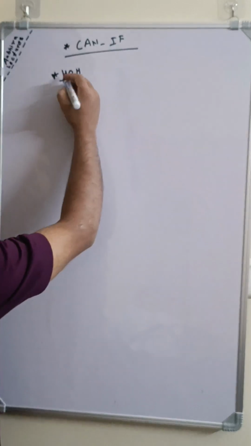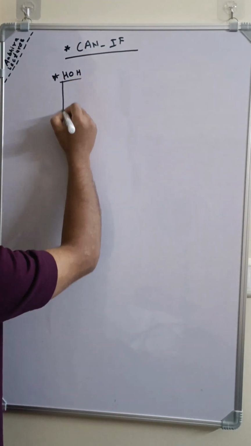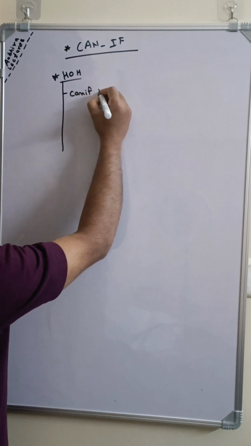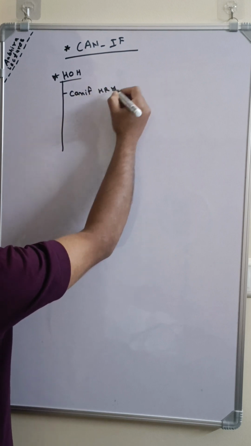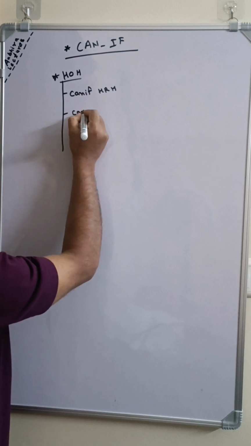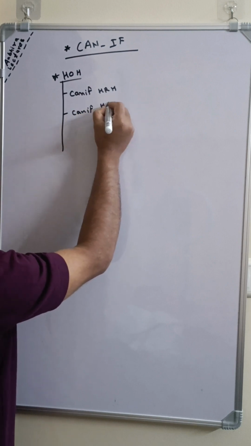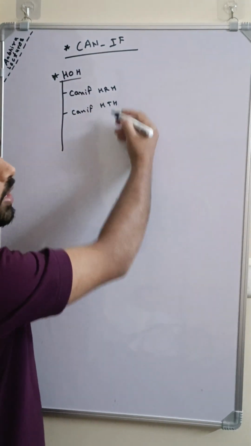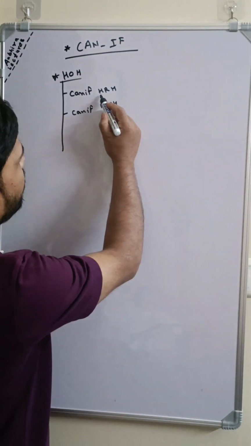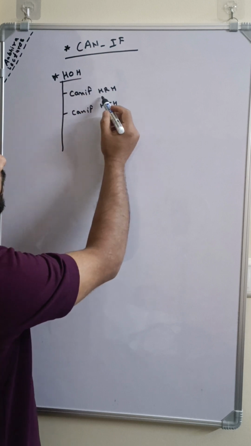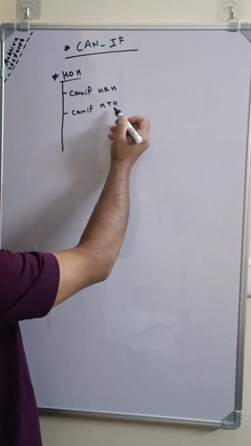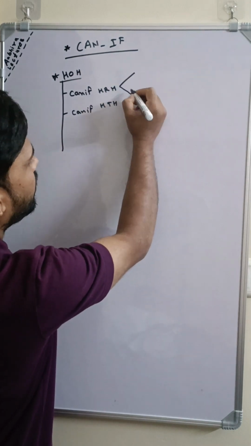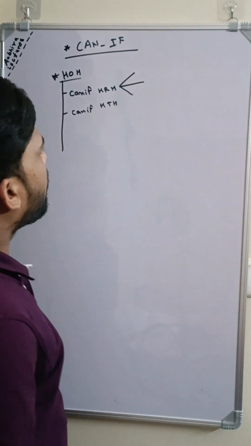So in CANIF, HRH will come, and CANIF HTH. With respect to RX or TX, both will come: HRH and HTH, the hardware receive handler and hardware transmit handler. So in HRH, what are all the parameters that will come? We will see here.